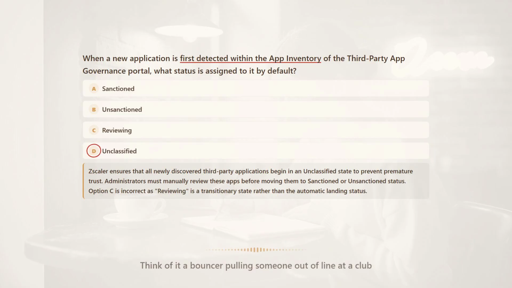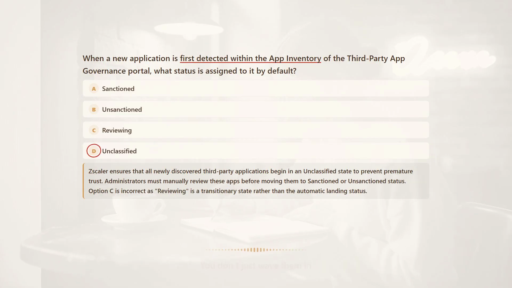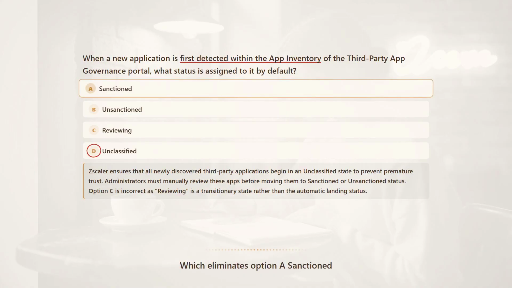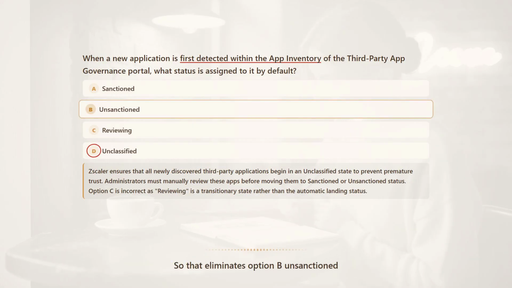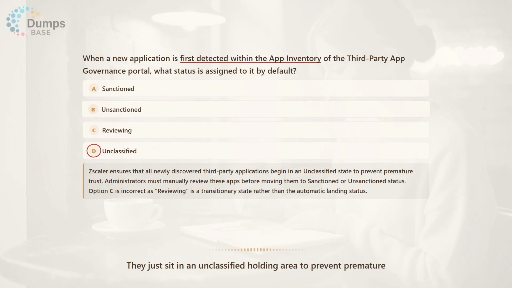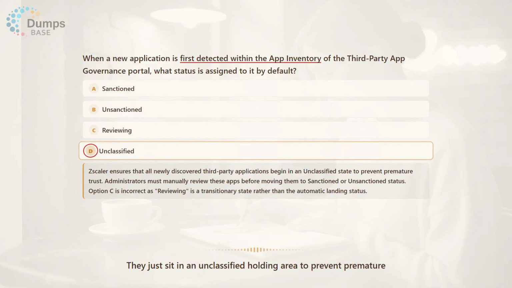Yeah, it's parked. Think of it like a bouncer pulling someone out of line at a club. You don't just wave them in. Which eliminates option A, sanctioned. Right. But you also don't instantly throw them out onto the street, so that eliminates option B, unsanctioned. They just sit in an unclassified holding area to prevent premature trust.